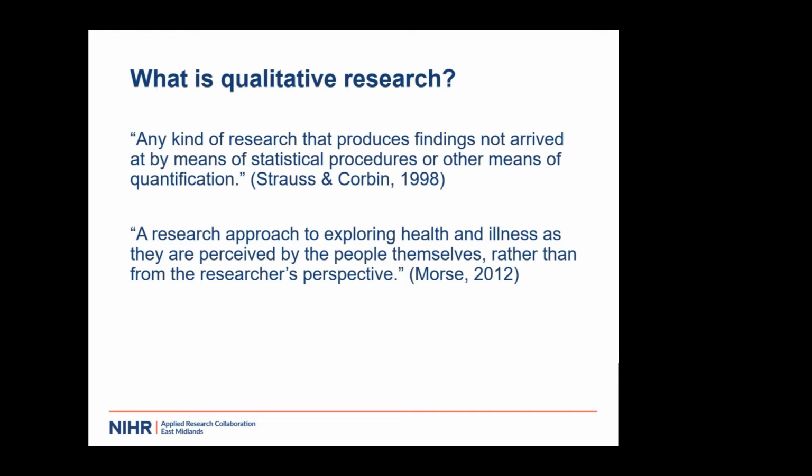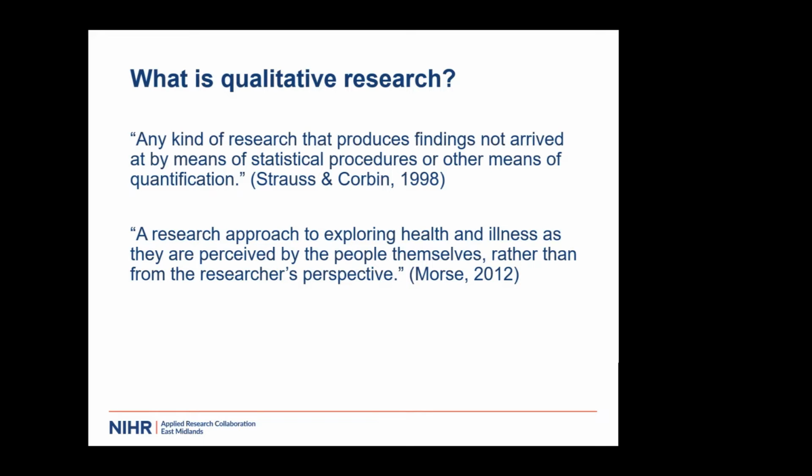If we start by thinking about what qualitative research is, there are a couple of extracts here from different qualitative methods textbooks, and all of the references I'm using will be on a slide at the end. The one from Strauss and Corbin at the top describes qualitative research as any kind of research that produces findings not arrived at by means of statistical procedures or other means of quantification. In some ways that's quite a deficit model, telling you what it's not rather than what it is. But it's nonetheless helpful in starting to draw some of those distinctions between quantitative and qualitative.